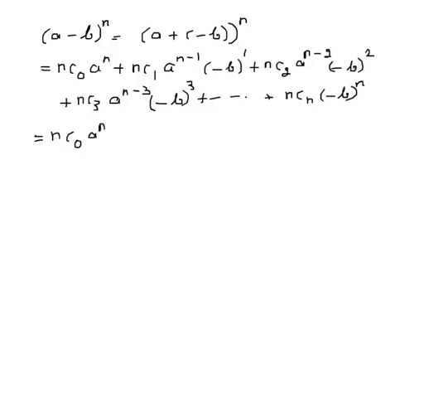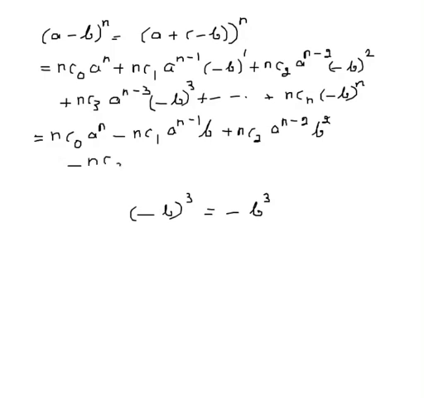nC0 a raised to n. The second term becomes negative because we have minus b. Therefore, the second term is minus nC1 a raised to n minus 1 b. Third term will be positive because minus b the whole square is plus b square. The next term will become negative because we have minus b the whole cube, which is minus b cube. The next term is minus nC3 a raised to n minus 3 b cube, plus etc.